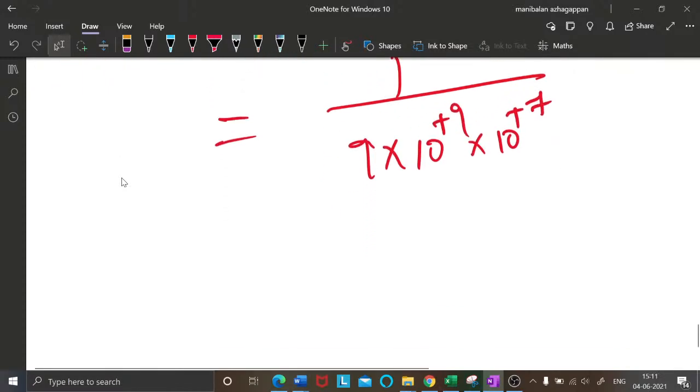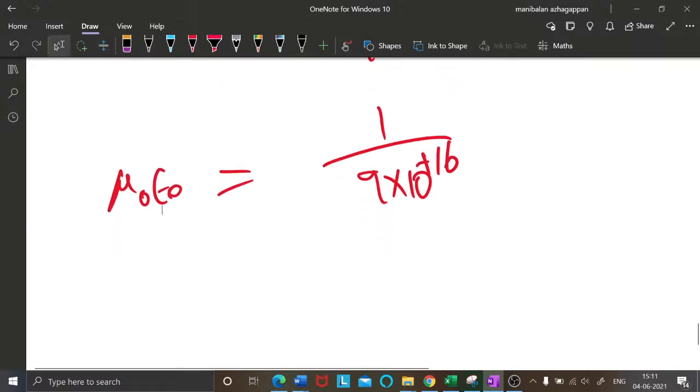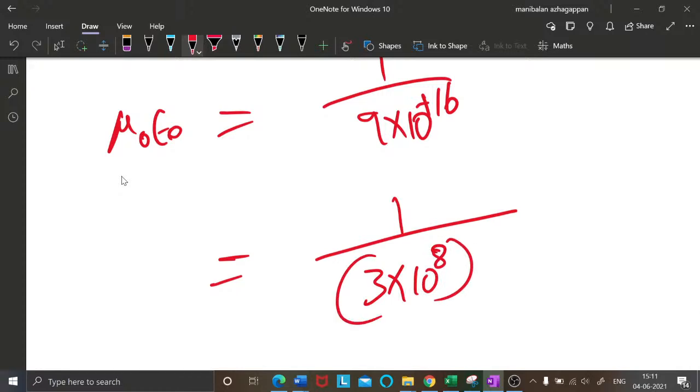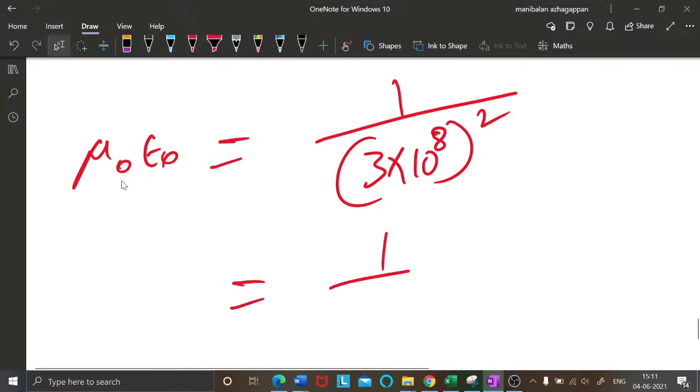Now what do I get? 1 divided by 9 into 10 power 16. This is mu naught times epsilon naught. We are finding the ratio of electric and magnetic field energy. So 1 divided by 3 into 10 power 8, whole square, is equal to mu naught epsilon naught, which we can also take as 1 divided by c square. So 1 divided by c square is equal to mu naught epsilon naught. Now I got this, so we'll go for the problem.